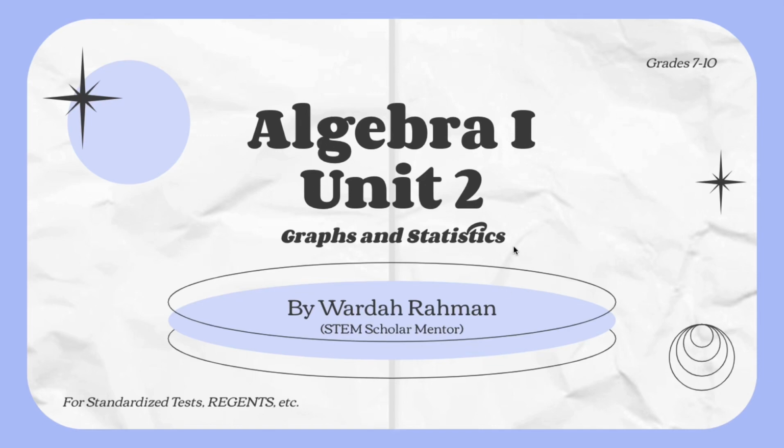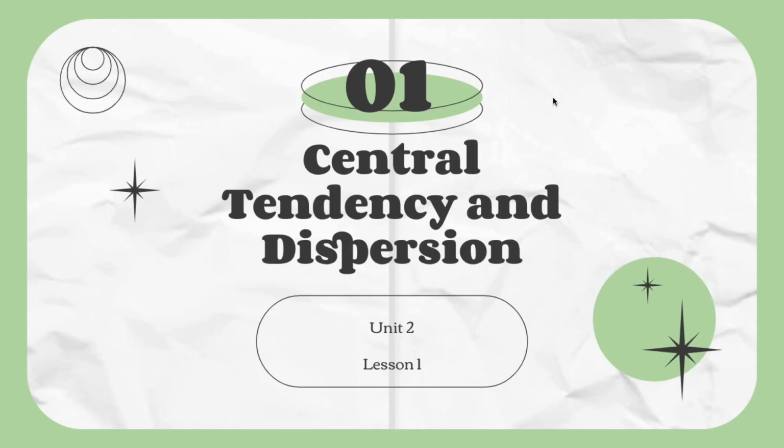Hi everyone, I'm Wardah, a STEM Scholar Mentor, and today we'll be going over Unit 2 of Algebra 1, which is Graphs and Statistics. The first lesson is Central Tendency and Dispersion.